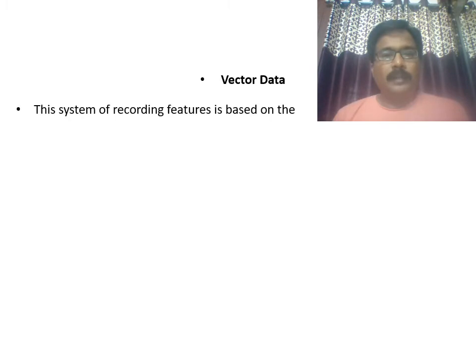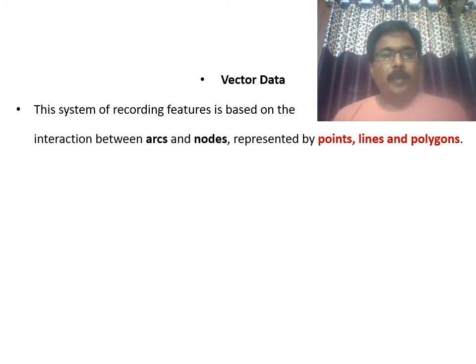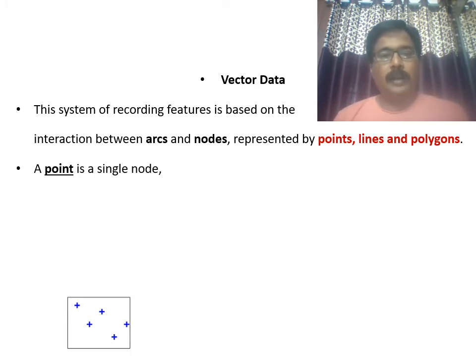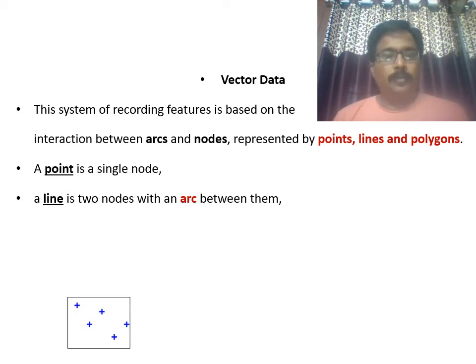If you look at the vector data, how the data is getting recorded, the interaction taking place is based on the interaction between arcs and nodes that represent the points, lines and polygons. For instance, a point is a single node. So these are all the points, which are considered as single nodes. And if you take a line, the line has two nodes that are connected by an arc between them. So the lines are connected by an arc between two nodes.